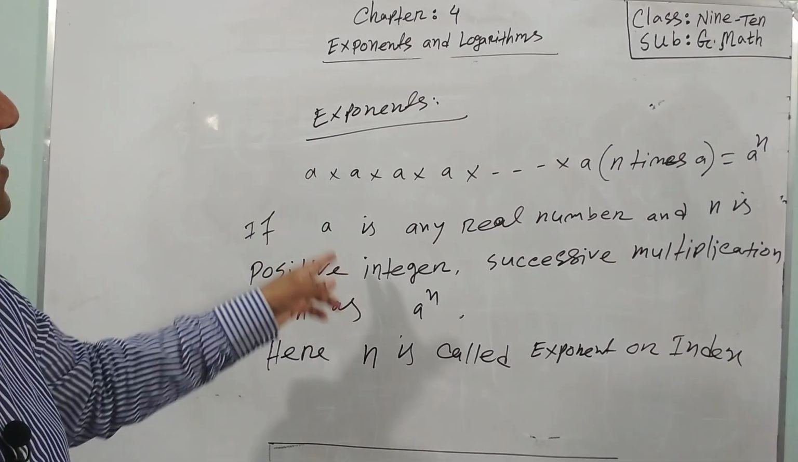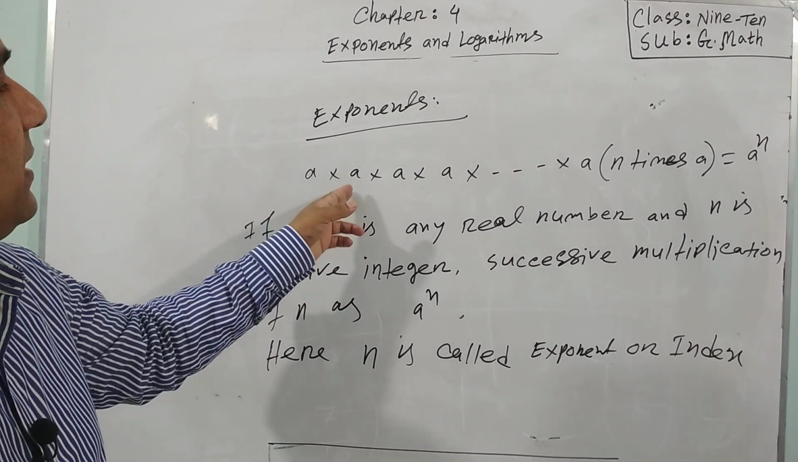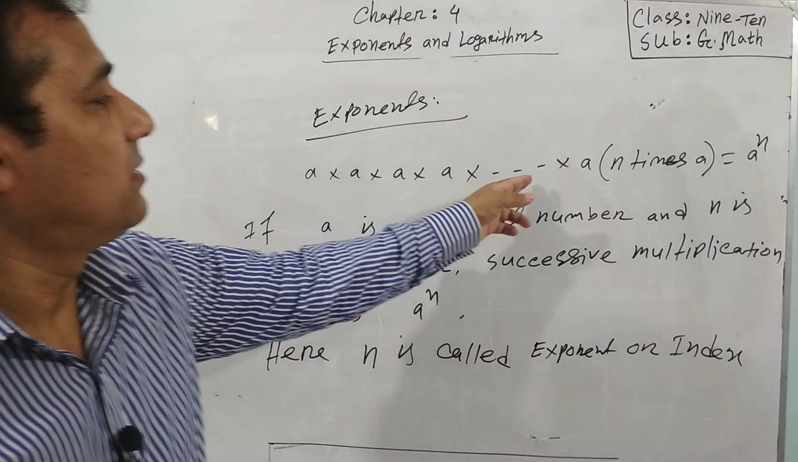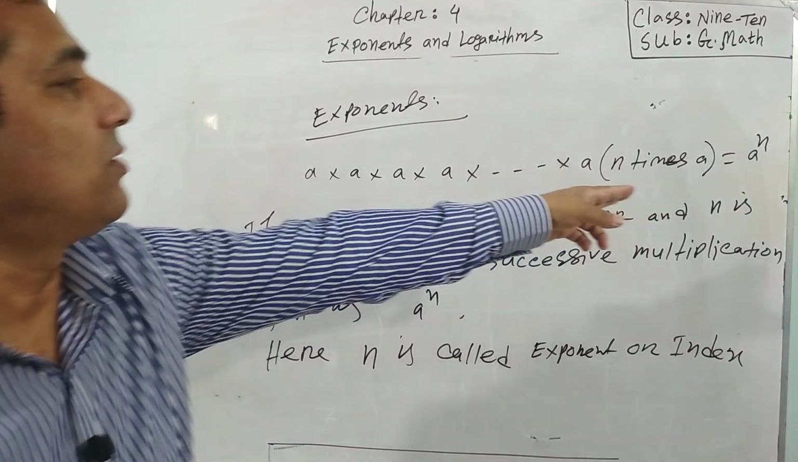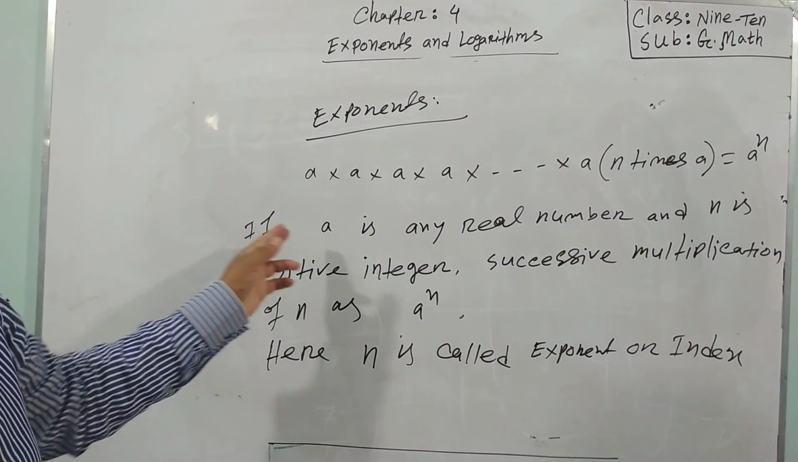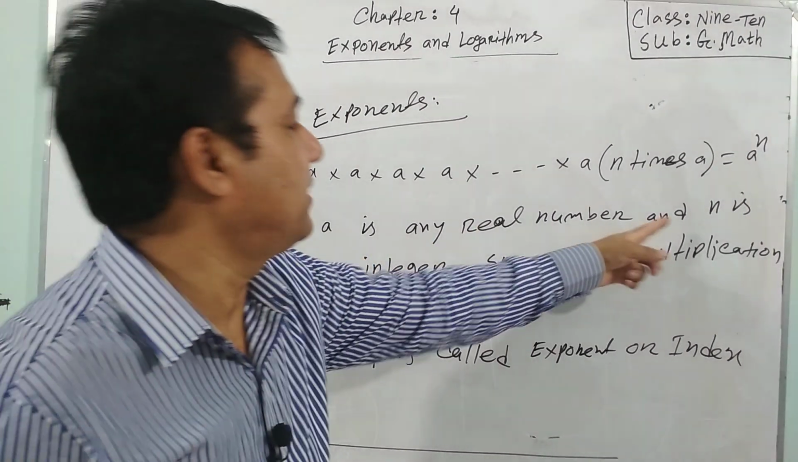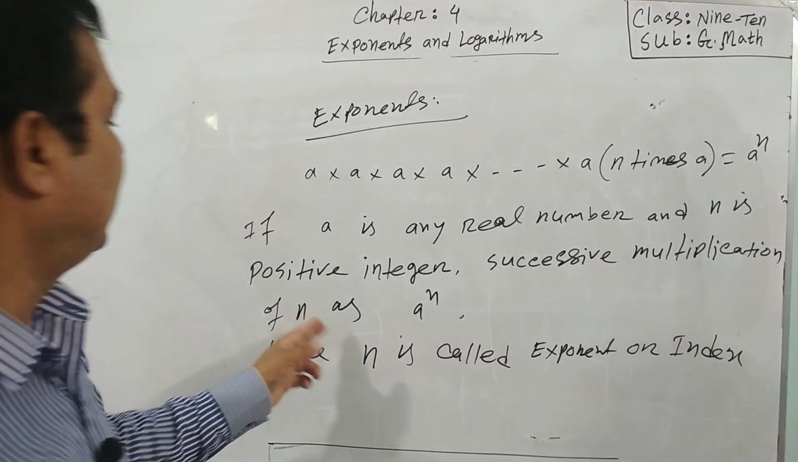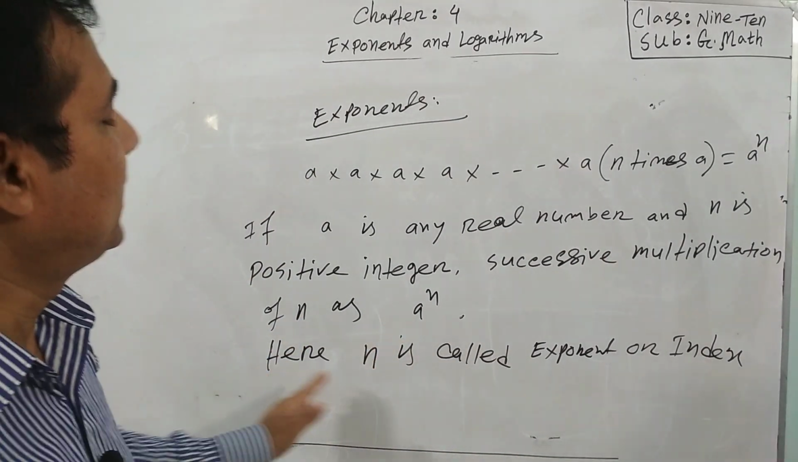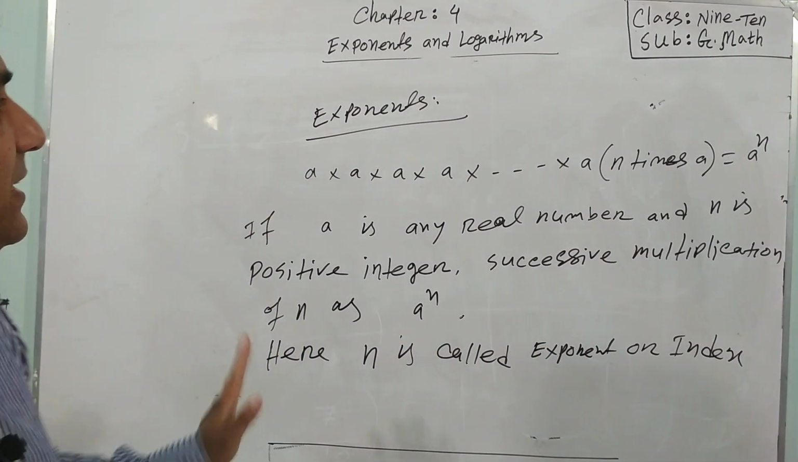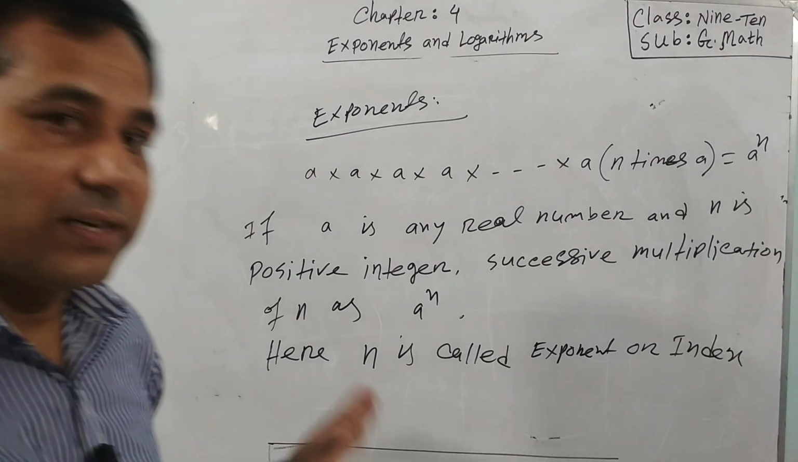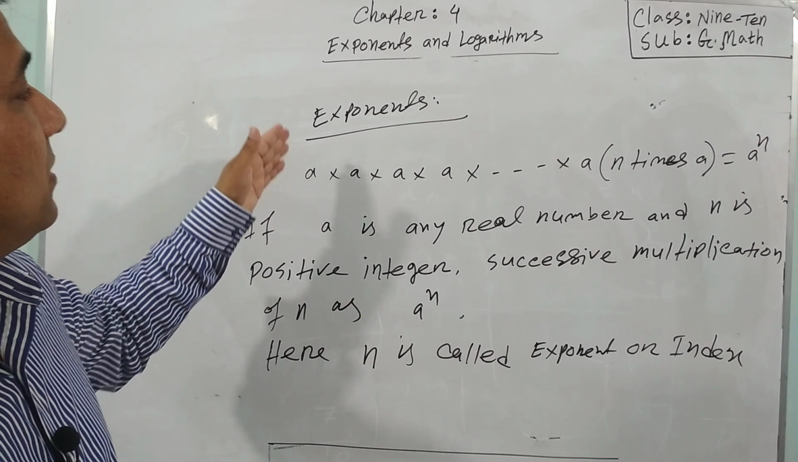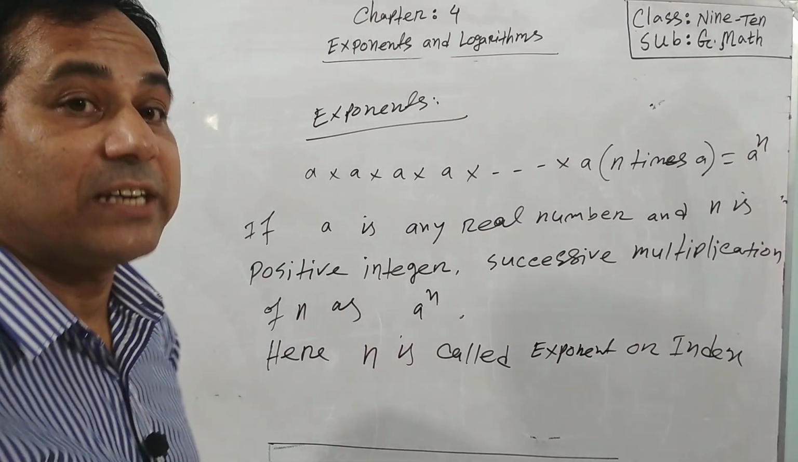What is called an exponent? Here a into a into a into a, dot dot, a, n times, equals a to the power n. If a is any real number and n is a positive integer, the successive multiplication of n a's is a to the power n. Here n is called the exponent or index. Do you understand? This is the definition of exponents.